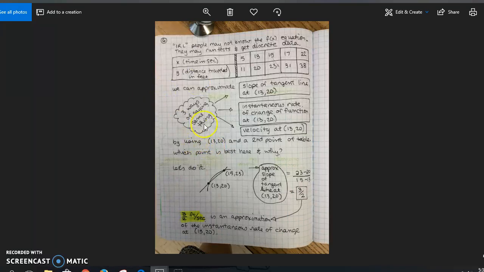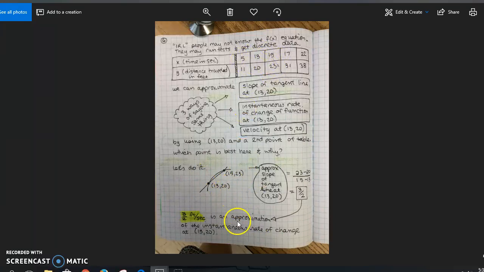So remember in class I said you want to get points really close to each other. So if I have data, really close means I want points that are as close as possible with the data that I'm given. So I can use 13, 20 and a second point to find the slope of my secant line. So you're welcome to use 5 and you're welcome to use 15. You might think, well, 15 is closer to 13 than 5 is, and so maybe I should use that.